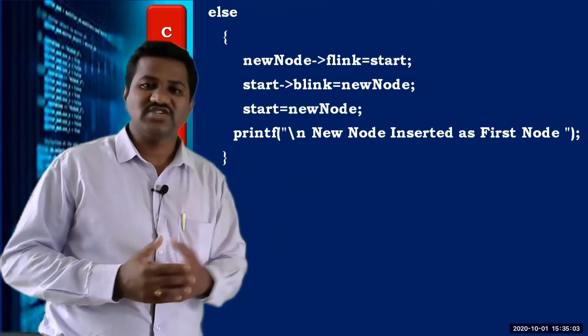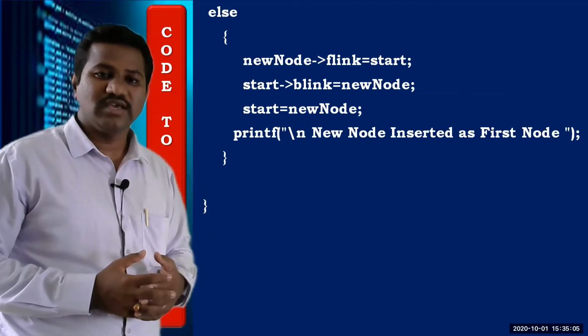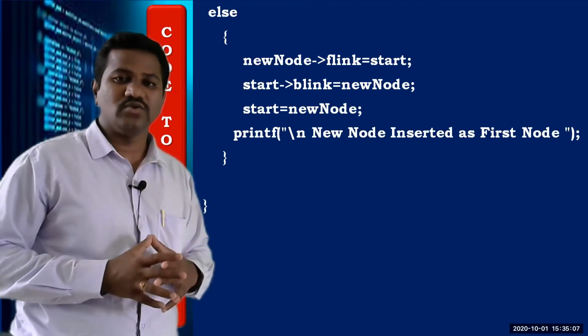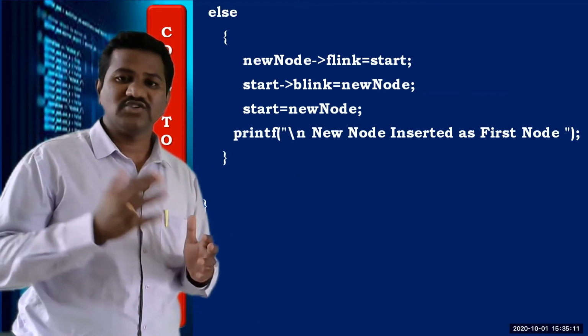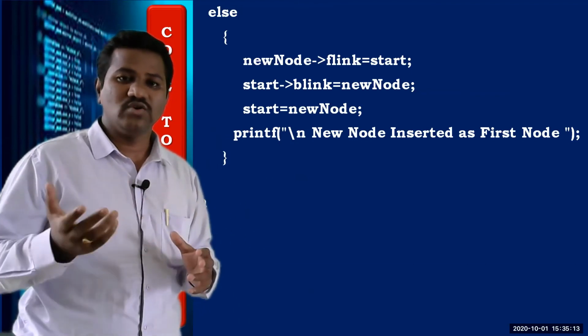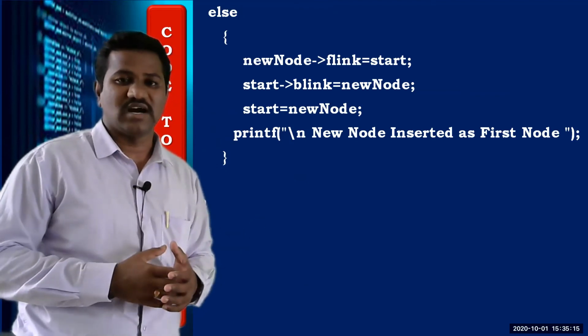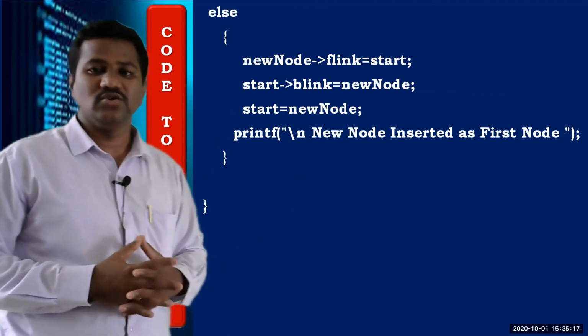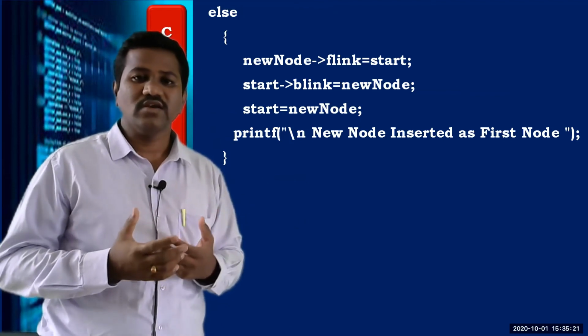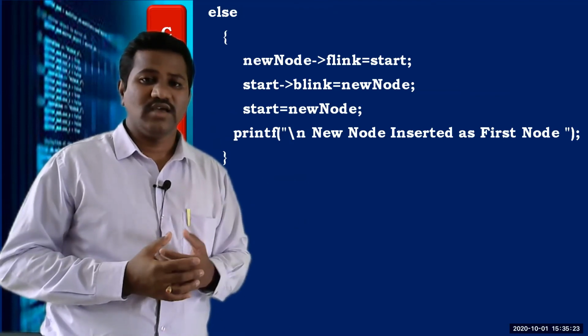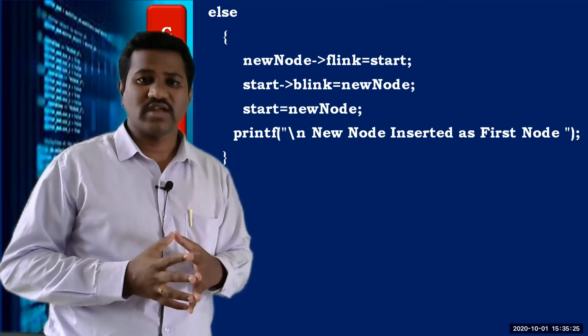Later, if that condition is false, then start is stored in new node forward link, new node is stored in start backward link, and then new node is assigned to start. Then we give a message that the new node is inserted as the first node. This is how inserting a node as the first node can be done.